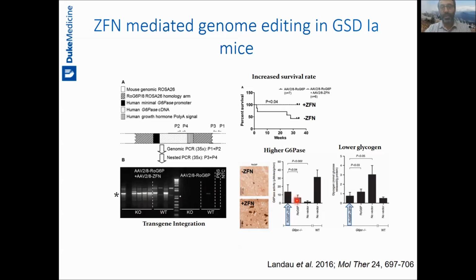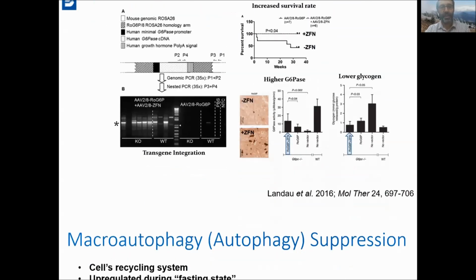Furthermore, we could see at 3 months of age that we had increased G6Pase activity following genome editing in comparison with no zinc finger, no editing. And we had lower glycogen content in the liver. So this showed improved benefits from genome editing. We also had improved survival from the genome editing. So, a more stable and beneficial effect.